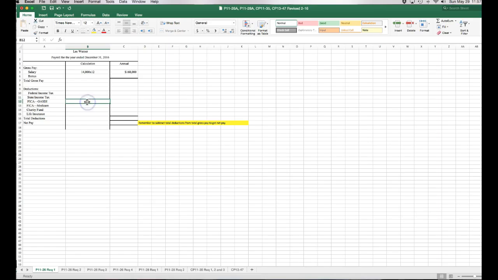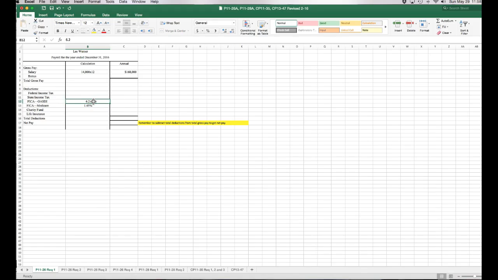Now your FICA, Social Security, OASDI, you want to use the amounts that are given in the textbook. And those amounts, FICA is a total of 7.65%, but it's broken down in that FICA OASDI is calculated at 6.2%, and FICA Medicare is 1.45%.